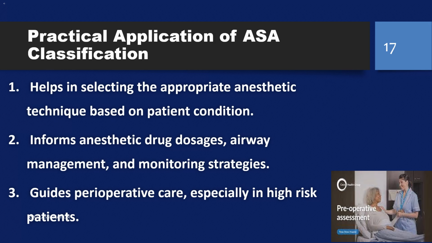Practical application of ASA classification. 1. Selecting anesthetic technique. 1. Tailoring anesthesia care. The ASA classification helps select the most suitable anesthetic technique based on the patient's condition and risk level. 2. Patient-specific approach. Anesthesia care is tailored to the individual patient's needs, taking into account their ASA classification.